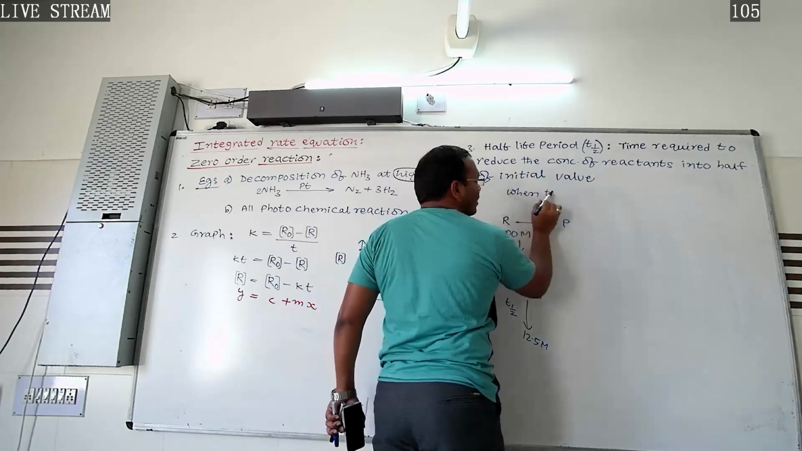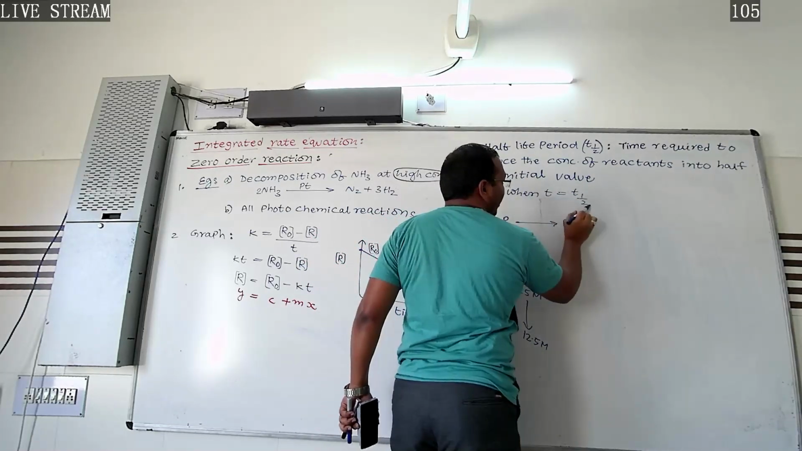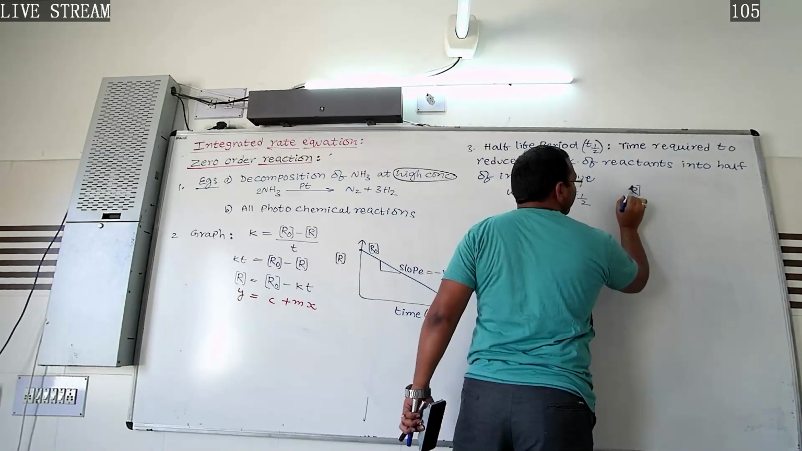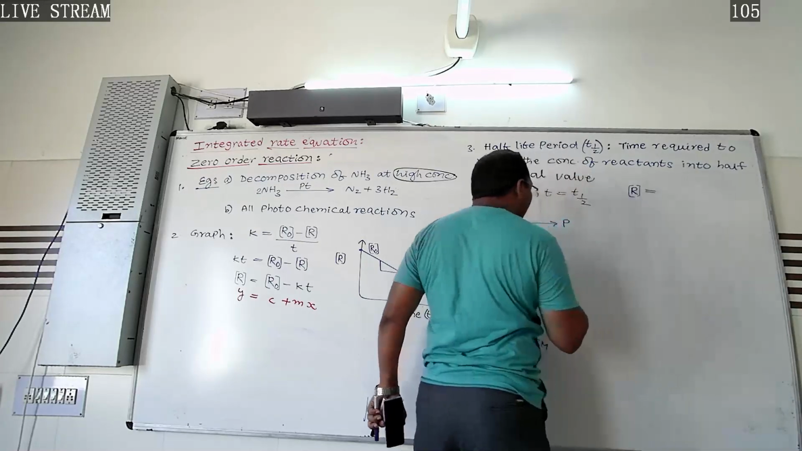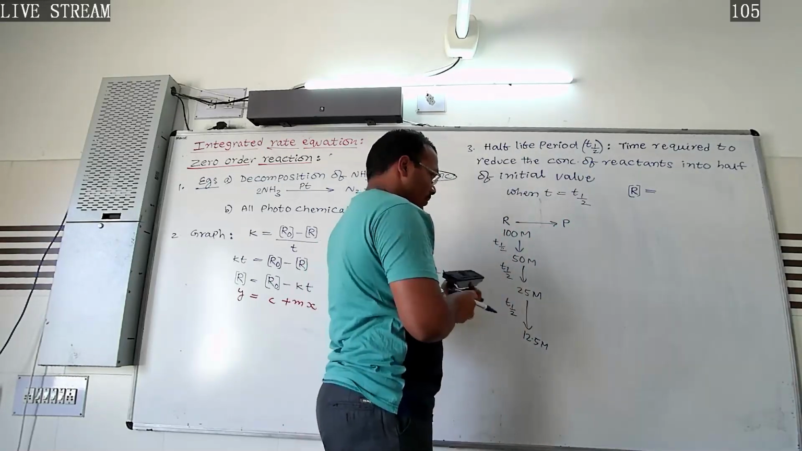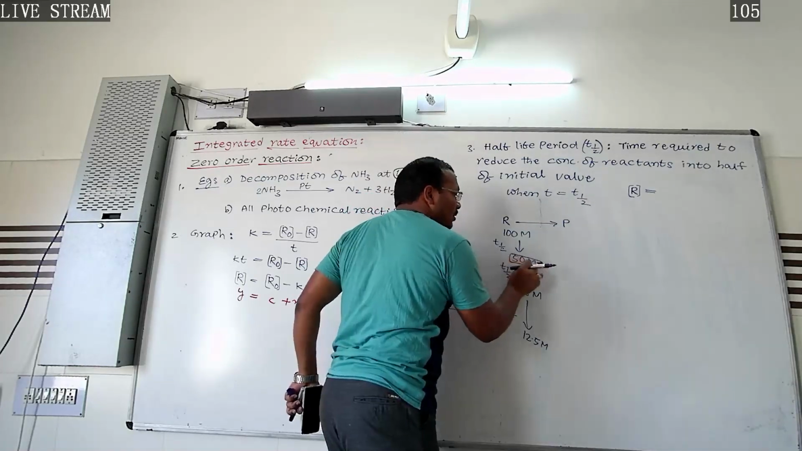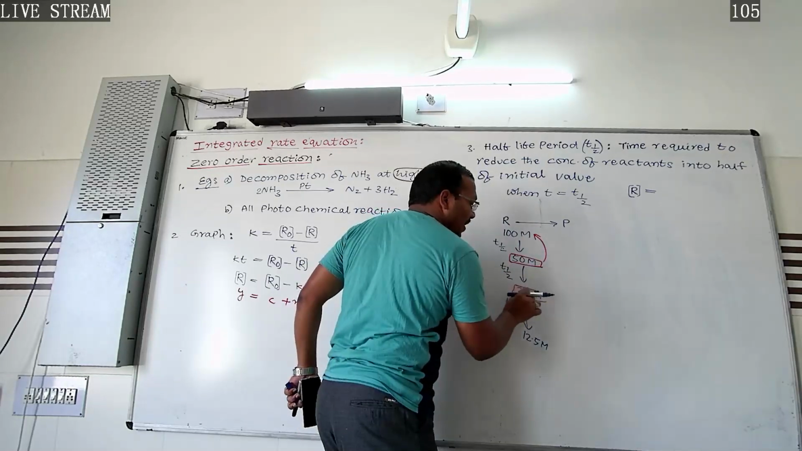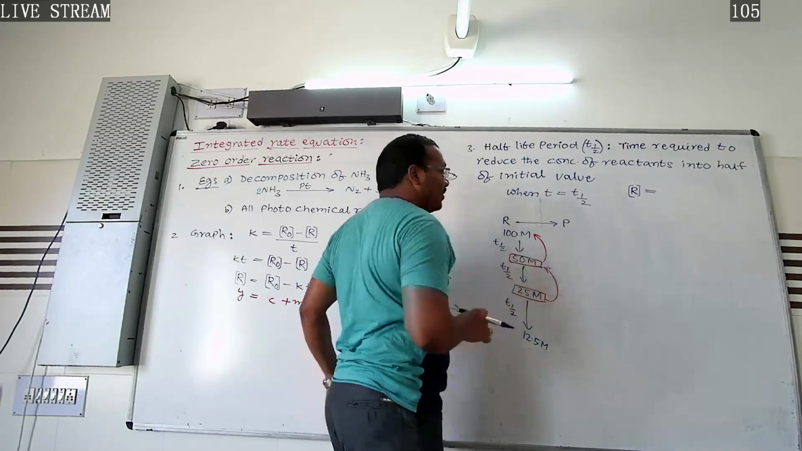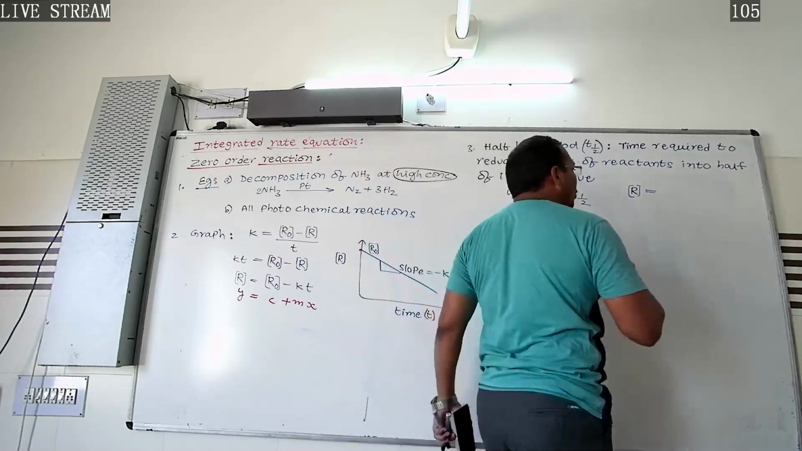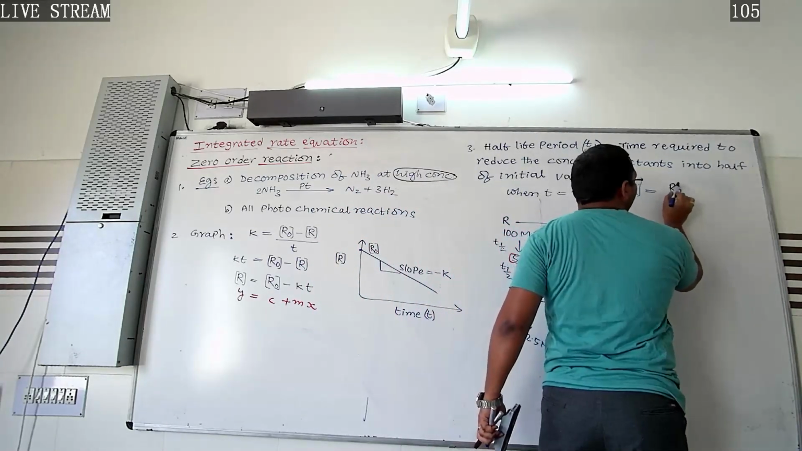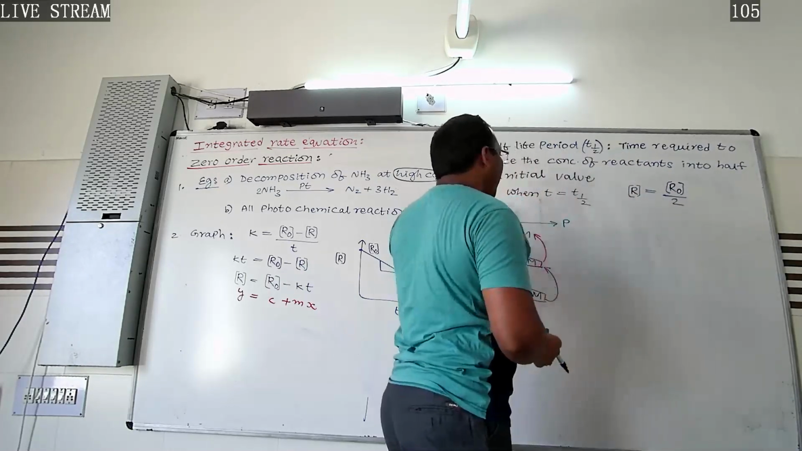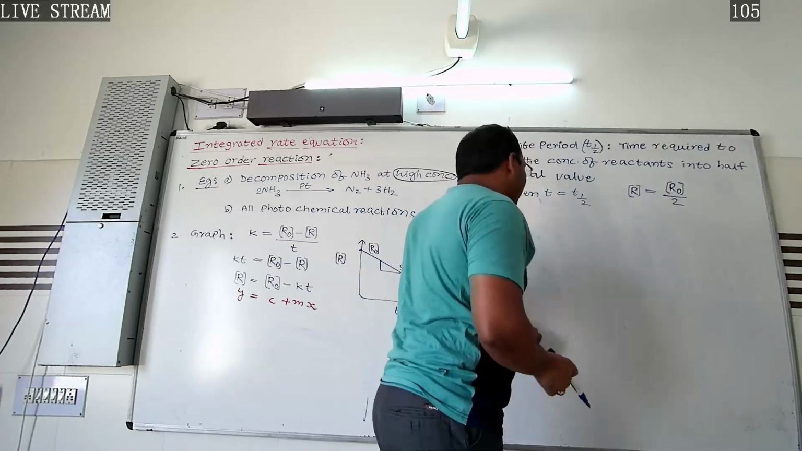So when time is T half, when we are talking about half-life, what is the final concentration value? If you take this one as the final concentration, it is half of the initial value. So R is equal to R naught divided by 2. Yes, that is the condition here in half-life.